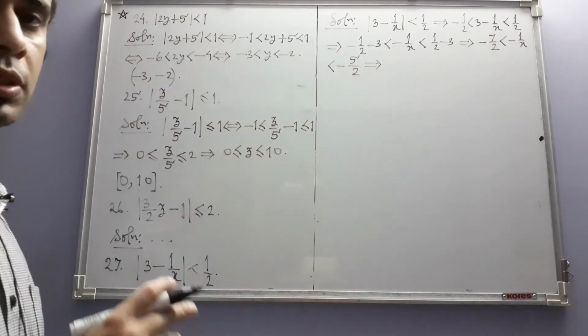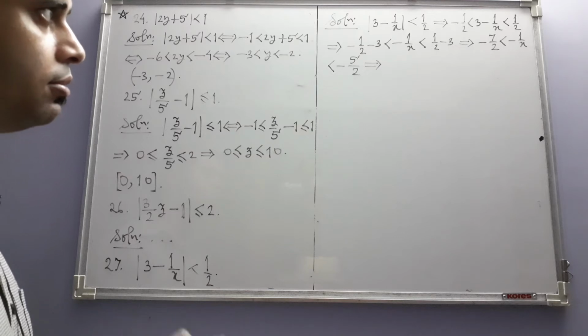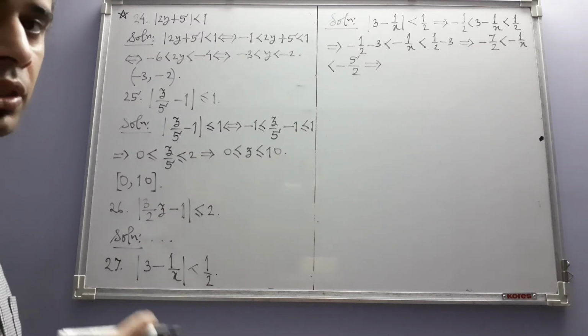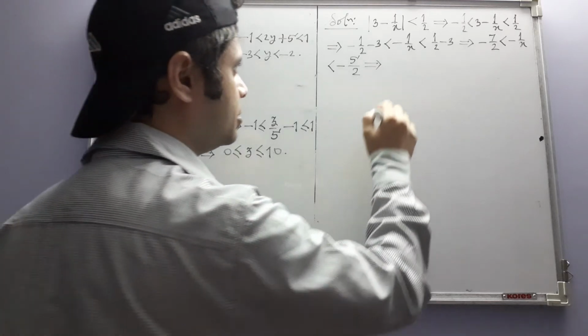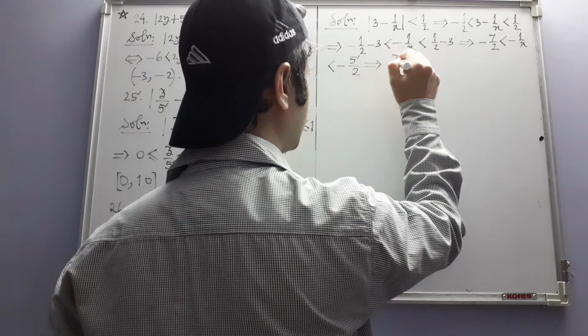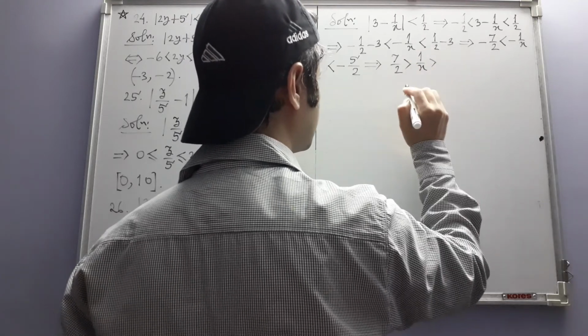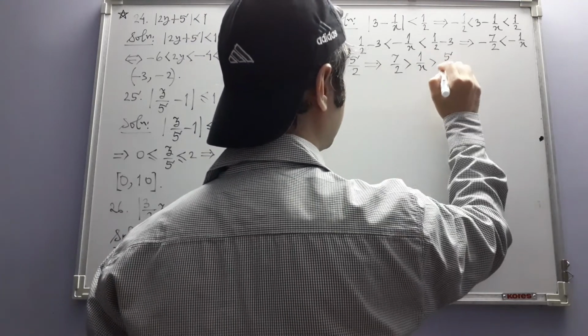Now next, to simplify things, we are going to multiply throughout by minus 1. That will reverse all the inequalities. So now we have 7 by 2 is greater than 1 upon x, and that is greater than 5 upon 2.